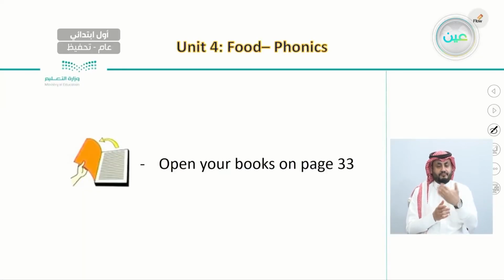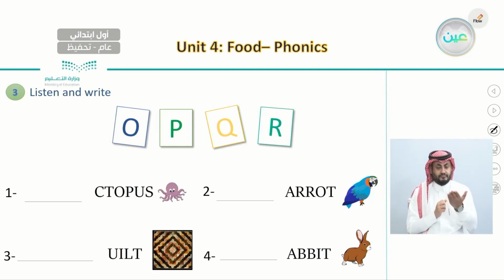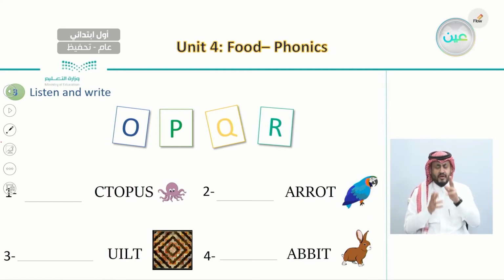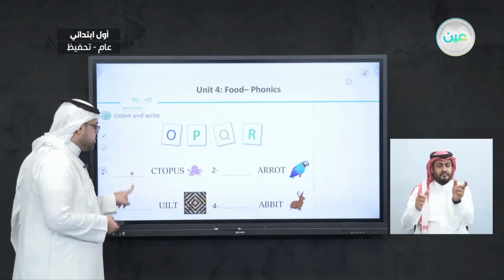So I would like you please to open your books on page 33. Now, on page 33, as you can see here, we do have an exercise. And this exercise says, listen and write. What we're going to do in this exercise is listen to each of these words, and after we listen, we're going to figure out what letter we should write here in these blanks.